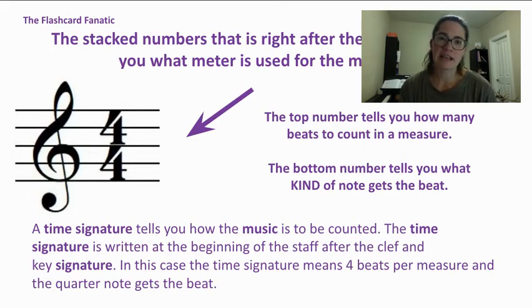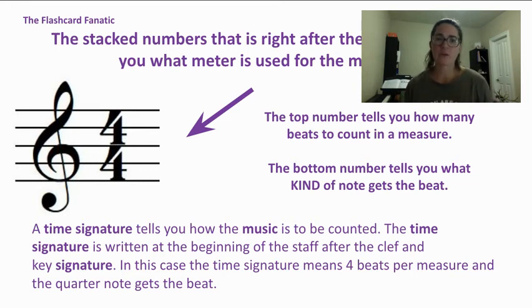This is called a time signature, okay? It's the stacked numbers at the very beginning of the piece next to your key signature, which isn't on here right now, and your clef. It tells you the meter. A meter is the feeling of the music. So is it a march? Is it a waltz? Is it lilty? Is it straightforward? That's kind of what meter means.